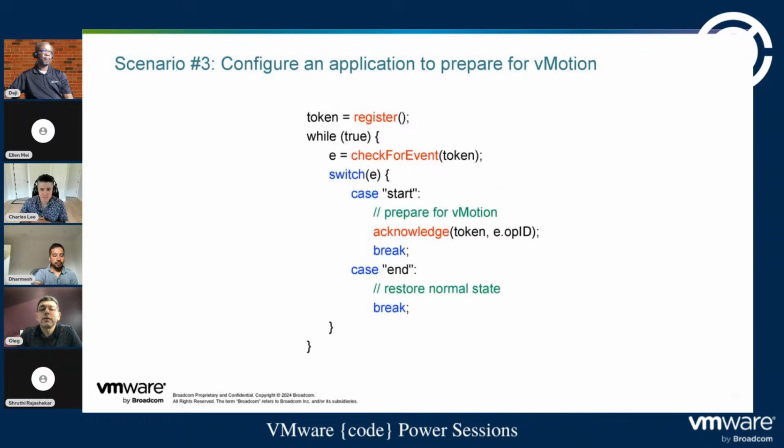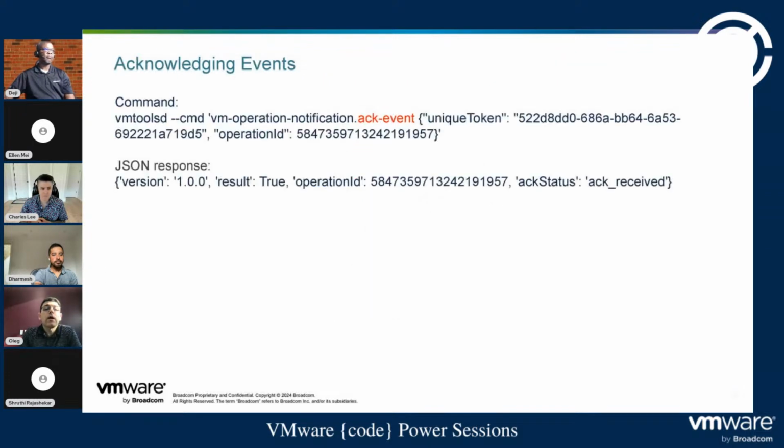And the script that you run is very similar to the one we had before. Again, you register, you get the token back, you check for an event in the loop, giving it the token every time. And the difference is when you get a stacked event, you need to prepare for vMotion. And when you're done preparing, you need to acknowledge that you're done by providing a token and an operation ID. And when you receive an end event, then you need to restore the normal state. Here is the syntax for the acknowledgement event. You give it a token and an operation ID.